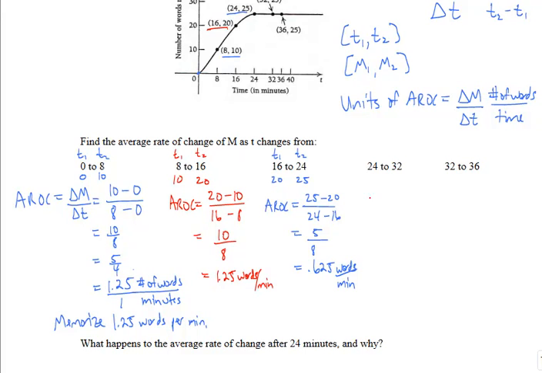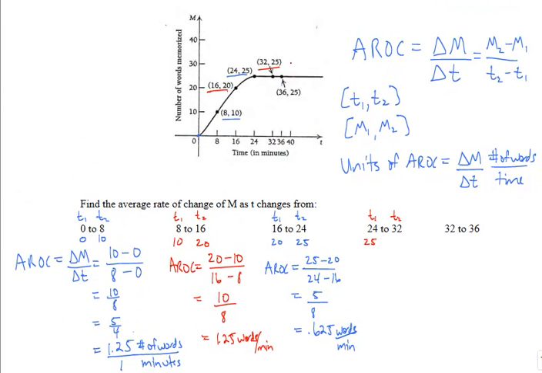If we go to the next example, now our T1 is 24 minutes and our T2 is 32. So when the time was 24, our number of words was 25, and when our time is 32 minutes, our number of words is also 25. So our average rate of change will be these two m's subtracted, so 25 minus 25 over 32 minus 24, our two t's subtracted. Obviously the numerator there is going to be 0 over 8, so this is going to be 0 words per minute.